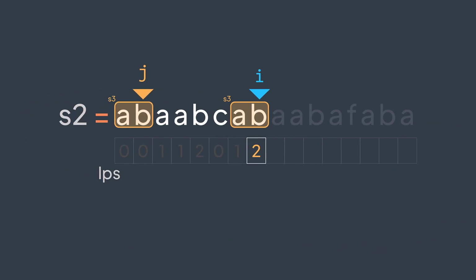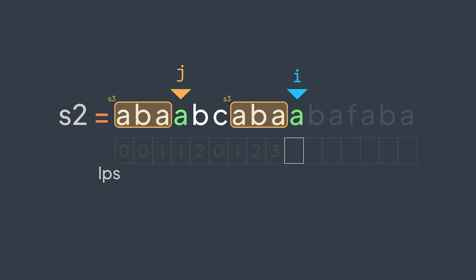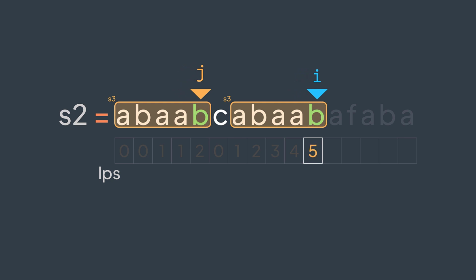For example, if we have this string and we're at this position, the LPS is AB. Now if we want the LPS of the path that ends one position after it, we increment both i and j and we compare. Here s of i and s of j are equal, so we can extend the LPS of the previous position. The LPS of this position is ABA. Next iteration, after incrementing i and j, here s of i and s of j are also equal. We extend, the LPS of this position is ABAA. Next iteration, same thing, we extend, the LPS of this position is ABAAB.